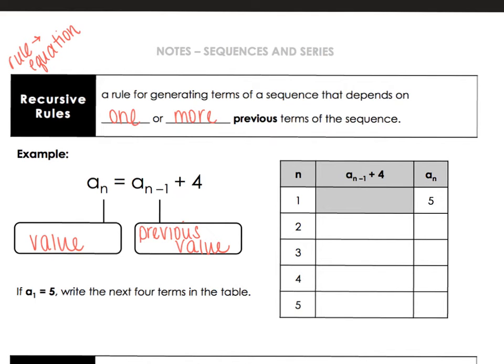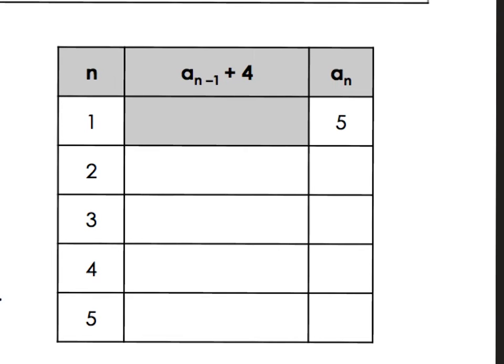So essentially, and I'm going to zoom in a little bit, this is asking for a sub 2 minus 1 plus 4, since n is 2. So that means we're looking for a sub 1 plus 4. Now we know that a sub 1 is 5. We get that from our table. So we do 5 plus 4 and we get 9. So you could keep doing this. We have a sub 3 minus 1 plus 4, which is a sub 2 plus 4, which is 9 plus 4, and we get 13.